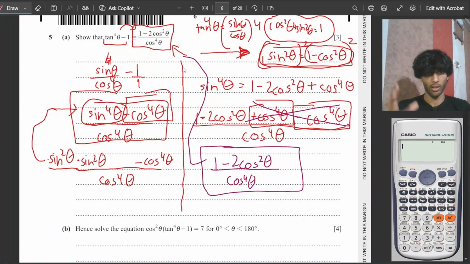So again, just start off, look at your reference point, try and move whatever you have, try and convert it to that reference point. That's the best strategy I have for you guys.